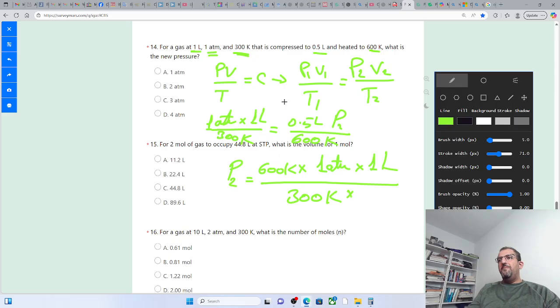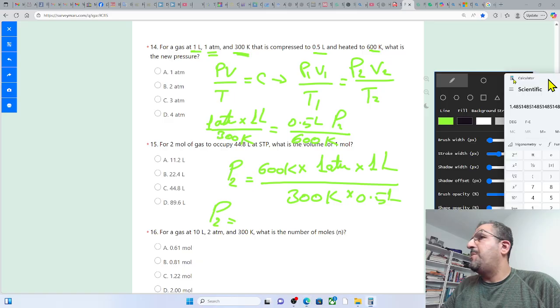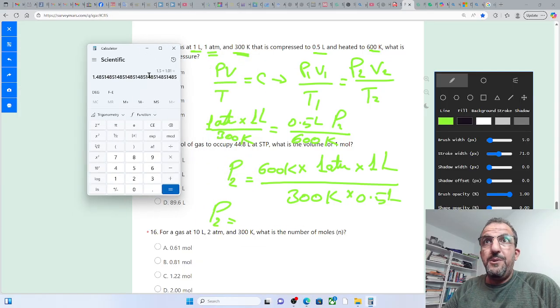Okay, multiplied by 0.5 liter. I think that's right. So 1 atmosphere times 1 liter times 600 divided by 300 Kelvin times 0.5 liter. And that's going to give me the new pressure. So the new pressure, guys, is equal to, so let's do this multiplication.